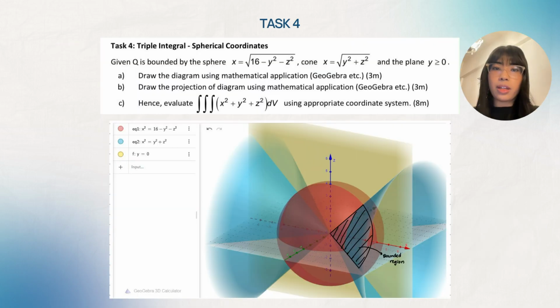Hello, my name is Wahidanya and I will be presenting task 4, which is triple integral in spherical coordinates. Given Q is bounded by the sphere, the cone and the plane y is more than or equal to 0. Part A is to draw the diagram using mathematical applications such as GeoGebra. The following I've sketched in GeoGebra, and I've also sketched the bounded region.